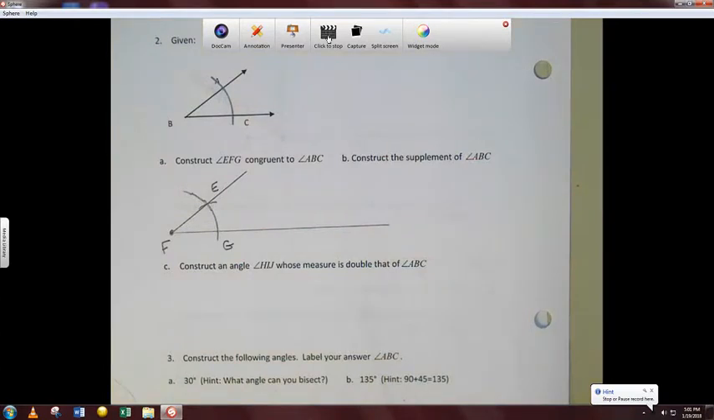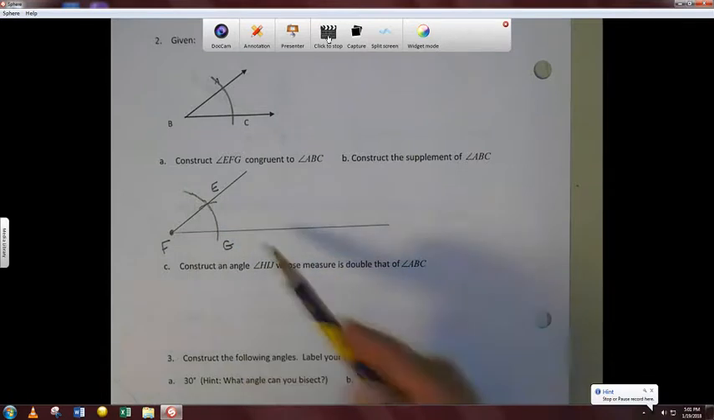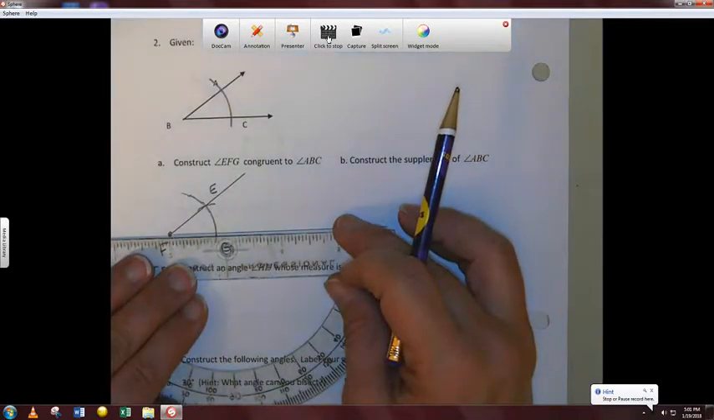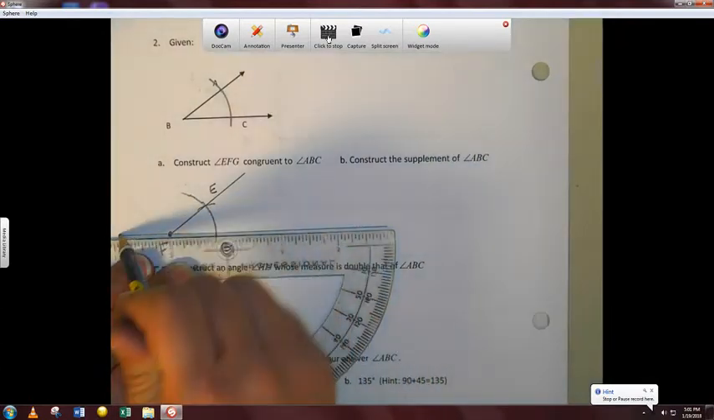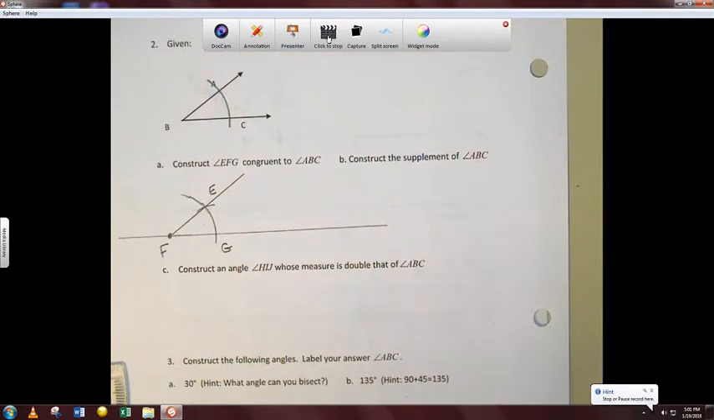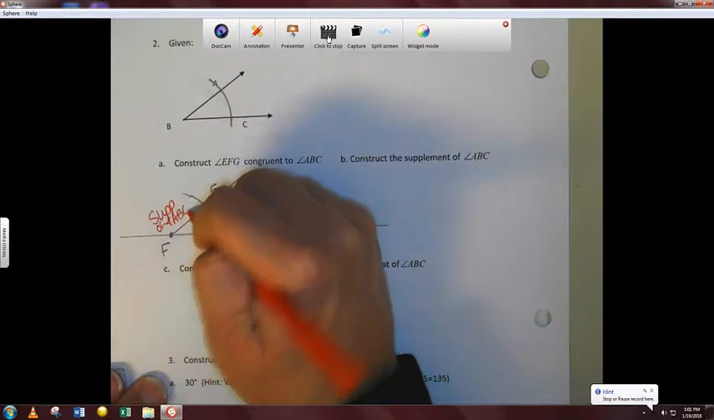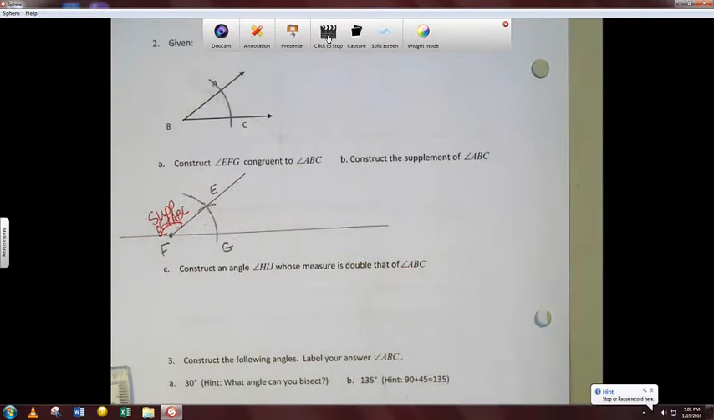Now I want to construct the supplement of angle ABC. Well, that's the same as the supplement of angle EFG. And since I've already copied it here, really all I need to do is extend this line. And this right here is the supplement of angle ABC. So from here to here, the measure of that angle would be equal to the supplement.